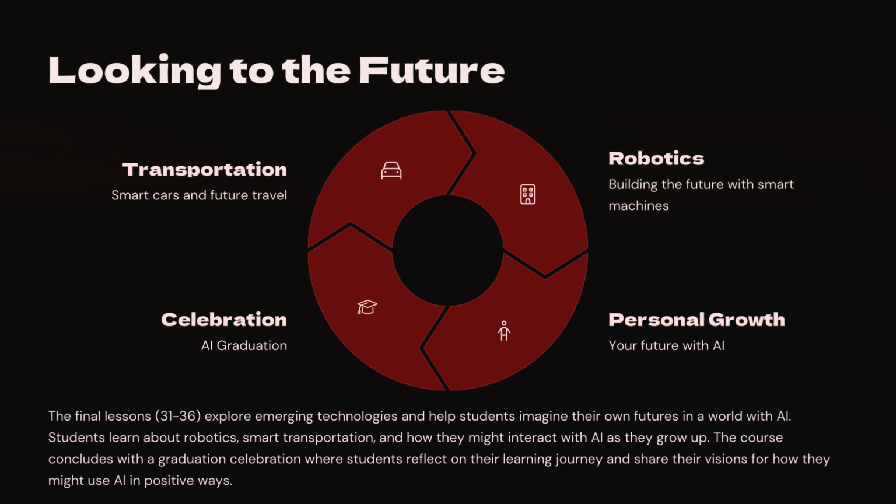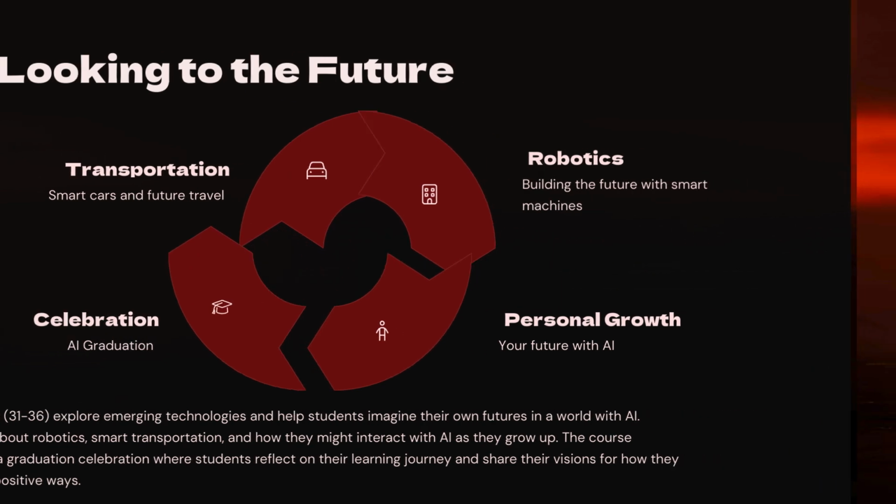Absolutely commendable. And the final lessons, 31 to 36. They look ahead: smart transportation, future travel, more on robotics. It also encourages kids to reflect on their own growth and how they'll interact with AI going forward. And it ends with an AI graduation. Yeah, a nice touch. Gives a sense of achievement, encourages them to keep thinking about tech.